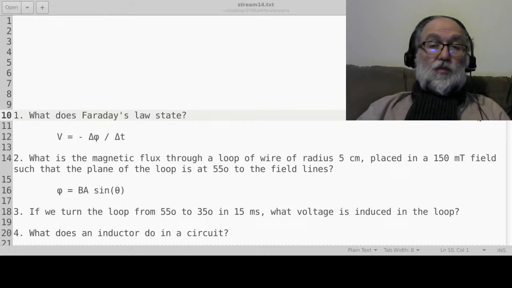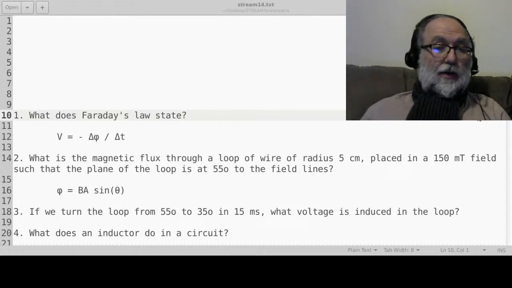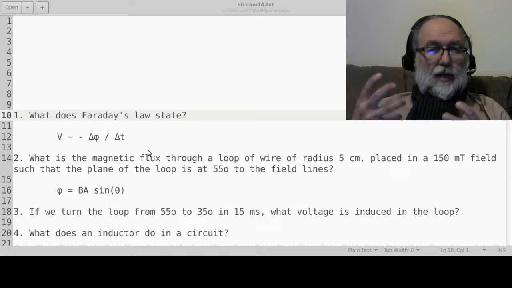Let's first start off with a very simple question: what does Faraday's law state? And there it is, stated as a formula. I asked this question because I really want people to think about it and have an intuition into what it's really saying.